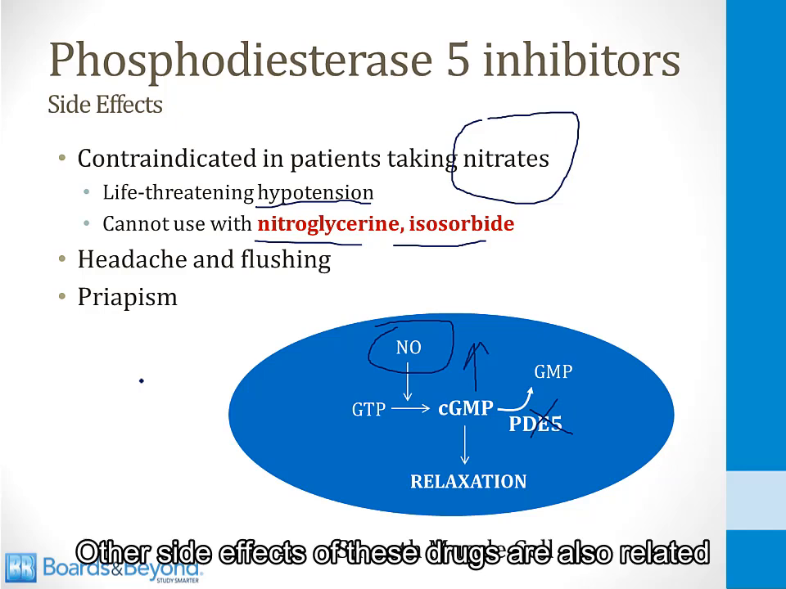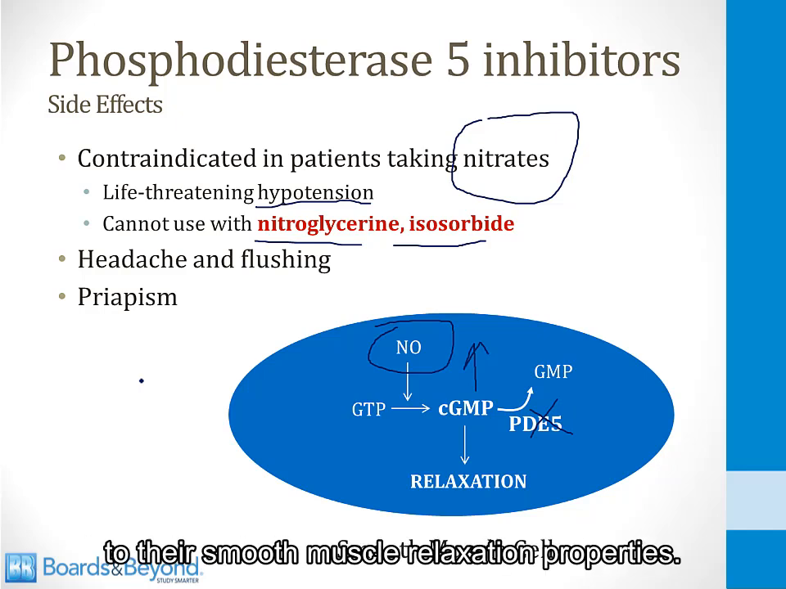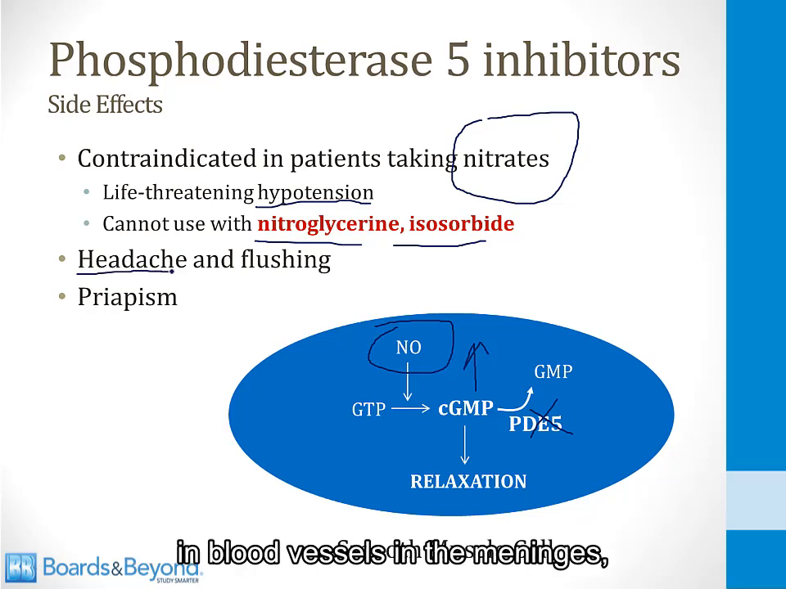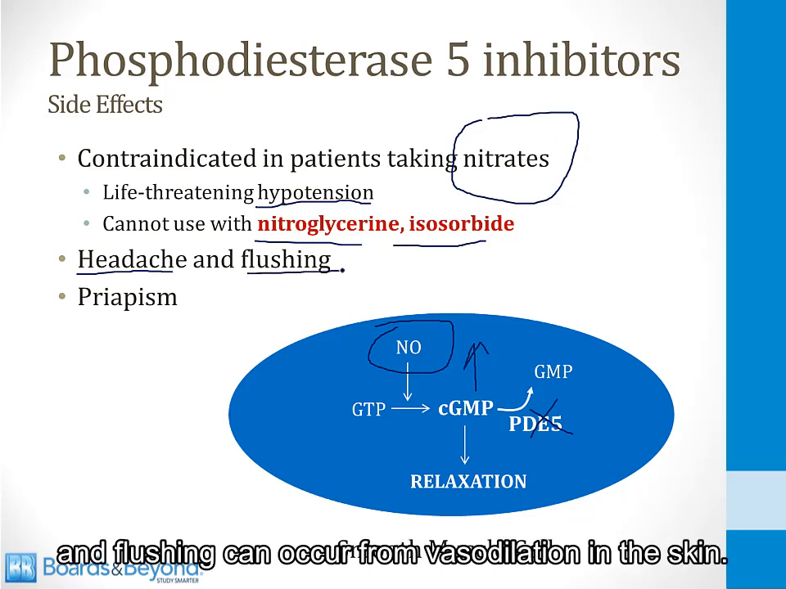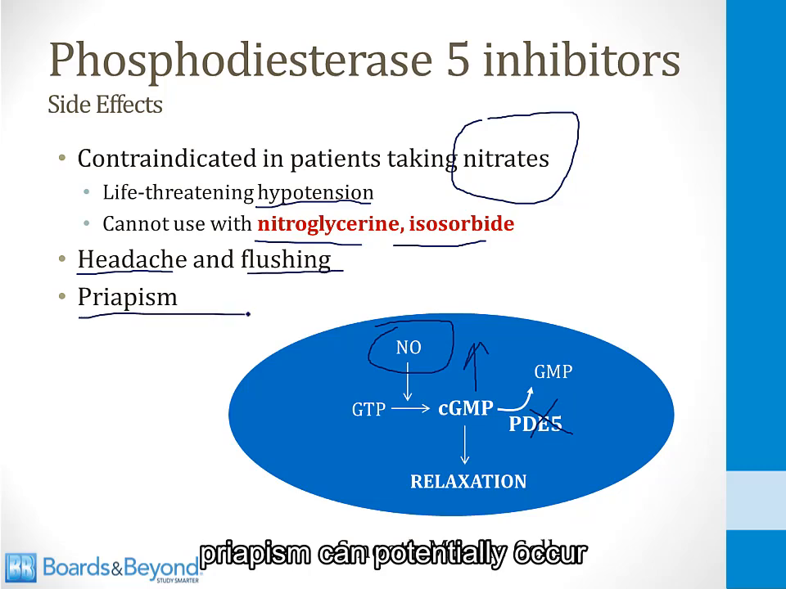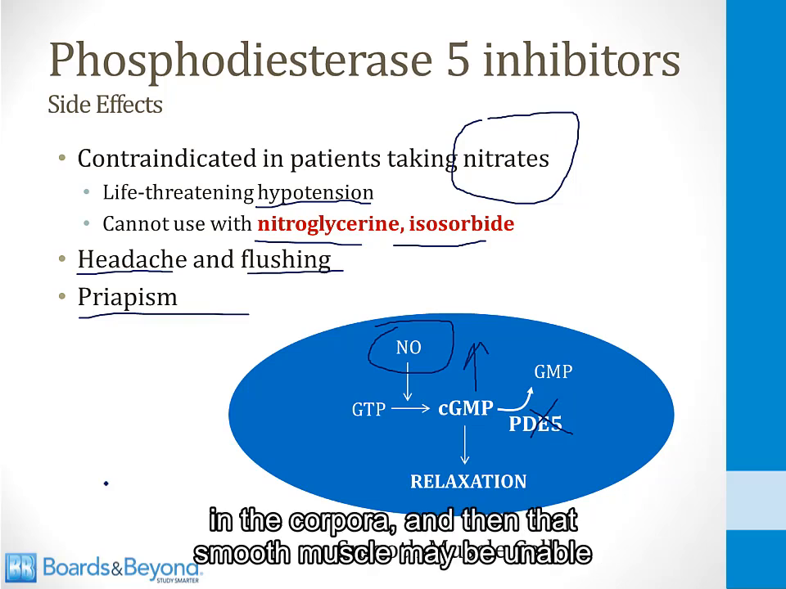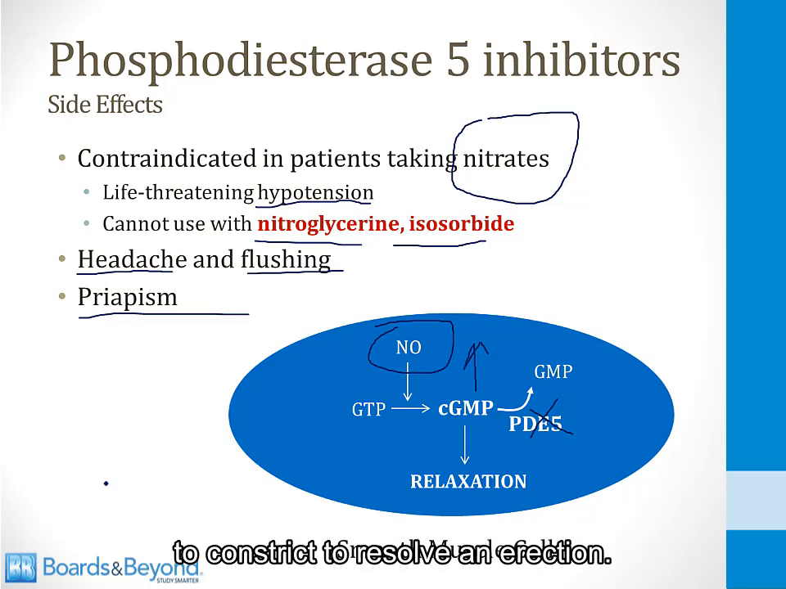Other side effects of these drugs are also related to their smooth muscle relaxation properties. So headache can occur from vasodilation in blood vessels in the meninges, and flushing can occur from vasodilation in the skin. And then, as we talked about before, priapism can potentially occur because these drugs relax the smooth muscle in the corpora, and then that smooth muscle may be unable to constrict to resolve an erection.